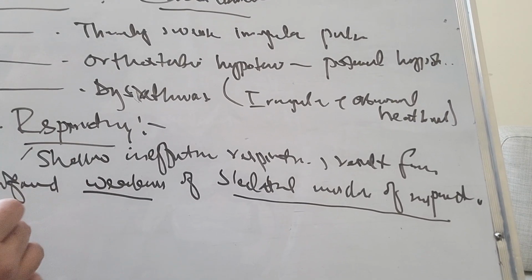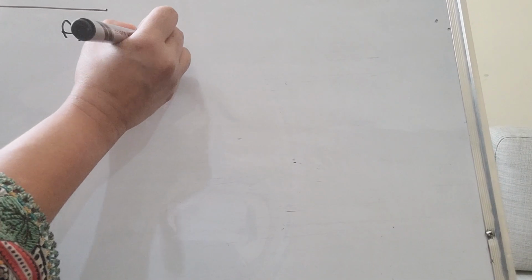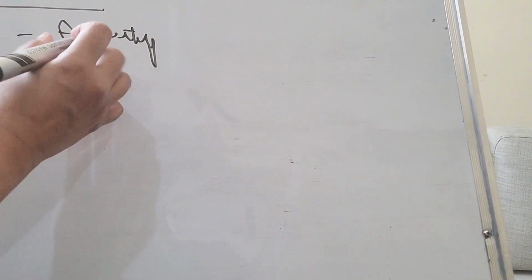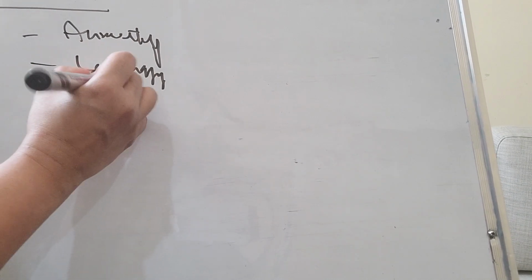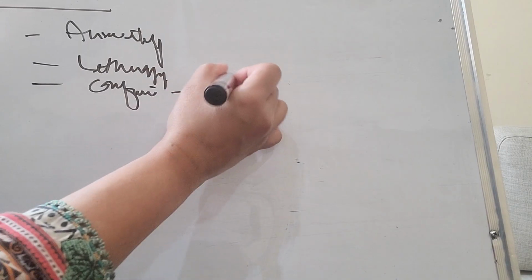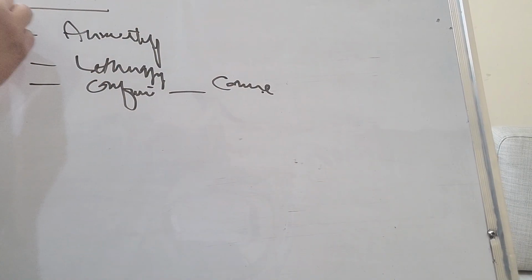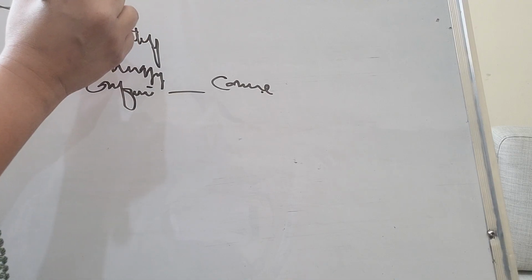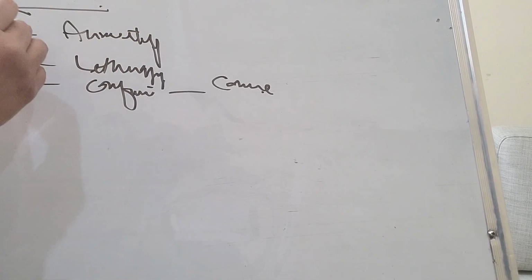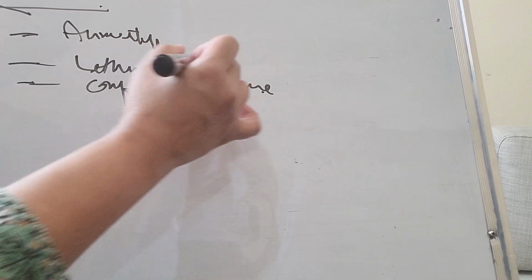Now neuromuscular. In the neuromuscular system, the patient has anxiety, lethargy, confusion, and also coma. Hypokalemia also affects the neuromuscular system: anxiety, lethargy, confusion, and coma.